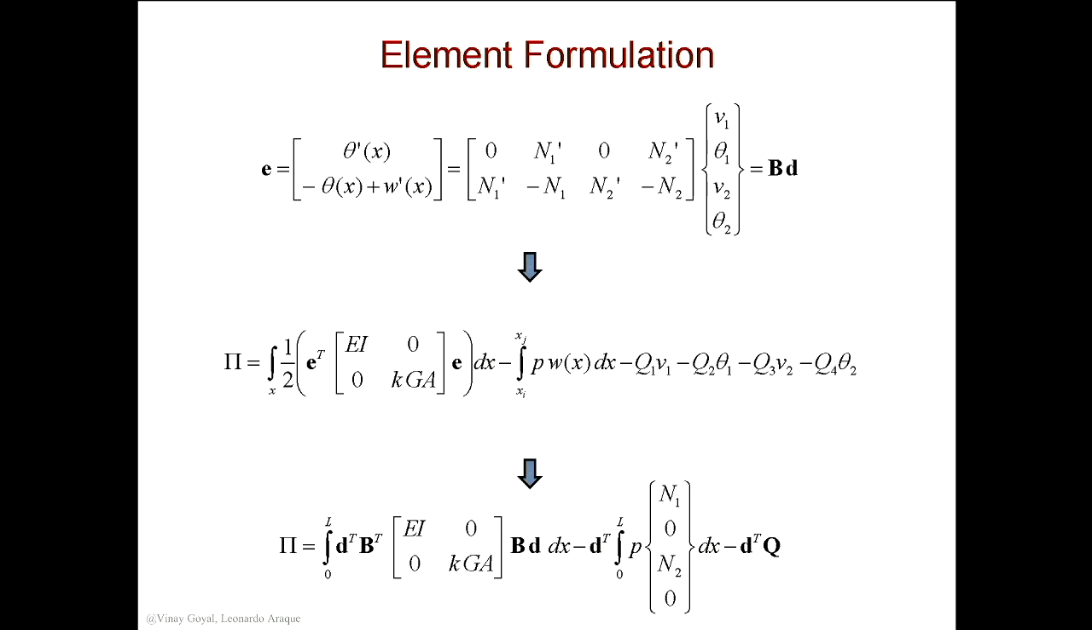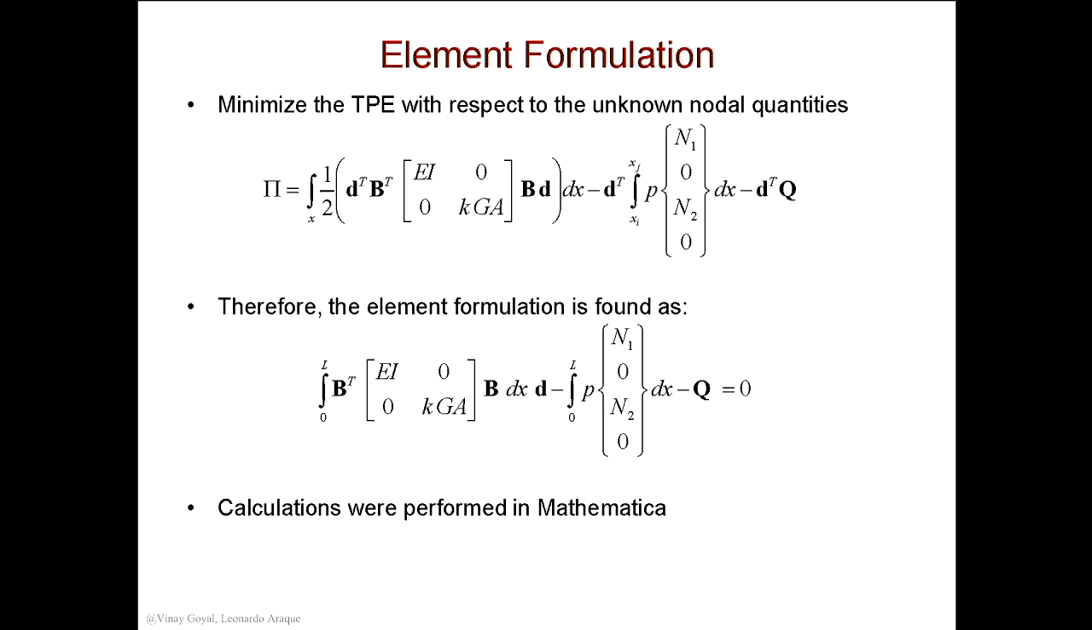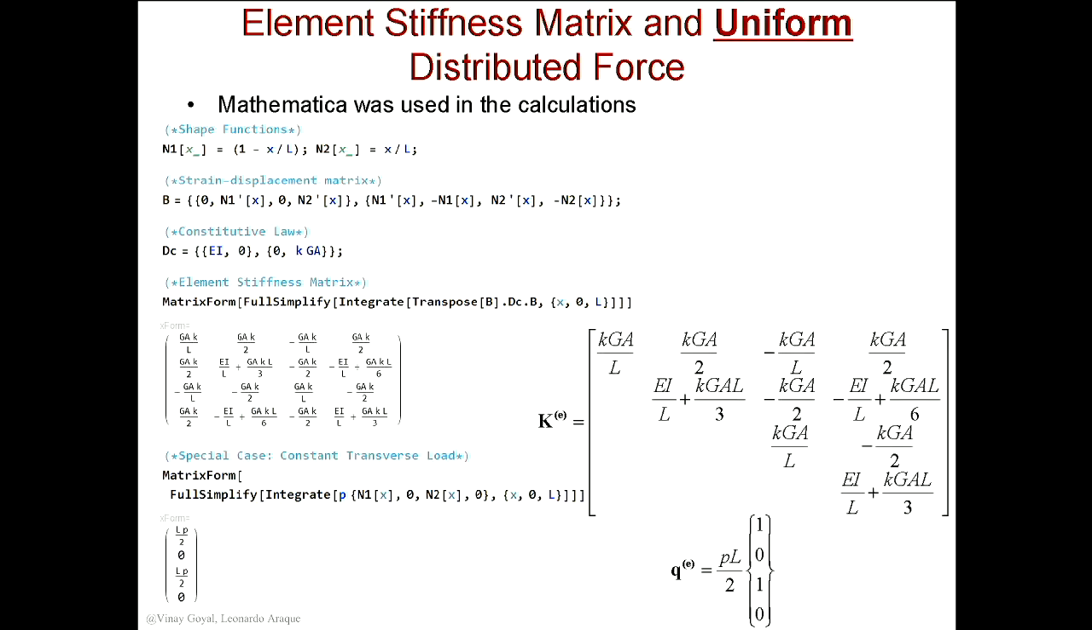If I minimize pi with respect to each of the unknown coefficients, I already showed you multiple times, it's basically getting rid of this D transpose altogether. And if I do that, if I minimize pi with respect to D, then I get this as the element formulation, okay? In a very compact manner, much cleaner actually than weak form. Weak form, it wasn't that clean the way I did it, okay? But now I can use Mathematica, and you know me, I'm gonna do it in three steps, maybe four. So let's do that. I did it in Mathematica, defined the shape functions. I defined that B bold matrix in very few steps. Constitutive law is a 2x2 matrix, EI 0, 0, KGA.